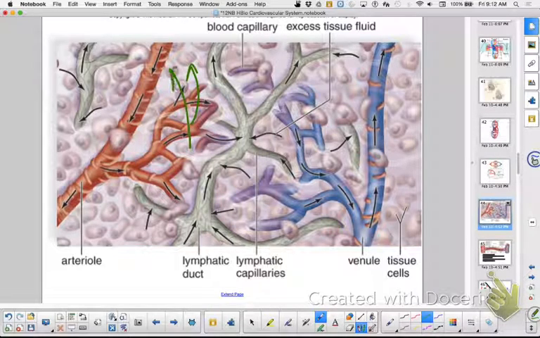The hydrostatic voice is very loud closer to the arterial end. As you progress through the capillary bed, that voice gets smaller and smaller and smaller. Why is that voice getting smaller? Because you're farther away from the heart. Hydrostatic pressure goes down. Now, that's the out voice.